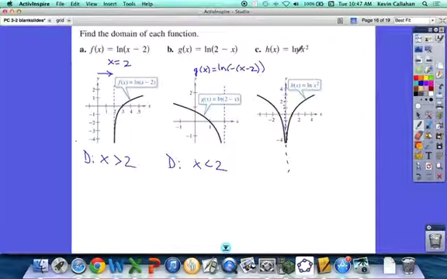So what is the domain of this one? X does not equal 0. Okay.